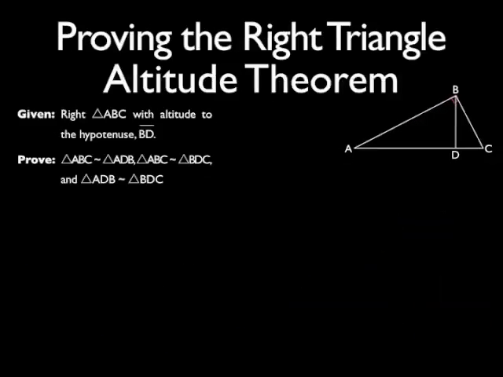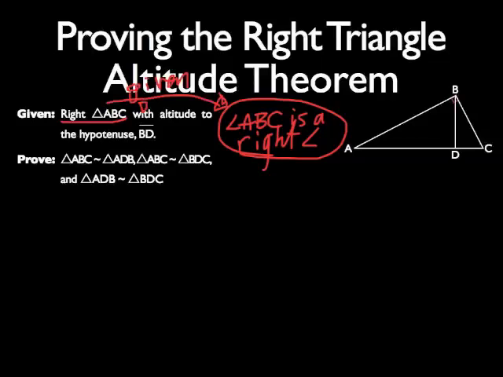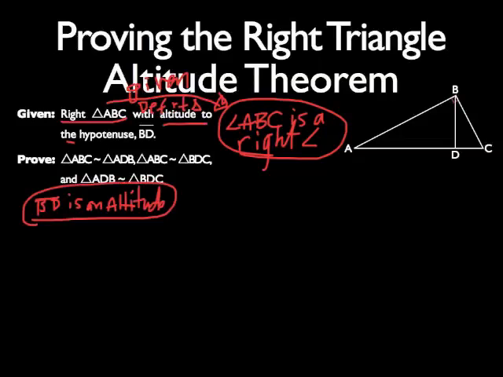Let's go ahead and prove this theorem. First of all, I would like to say that angle ABC is a right angle. And the reason for that is this statement right here. So that's given and the definition of right triangle, both of them combined. Next, I would like to say that segment BD is an altitude. And the reason for that is this statement right here. So that's just plain flat out given.